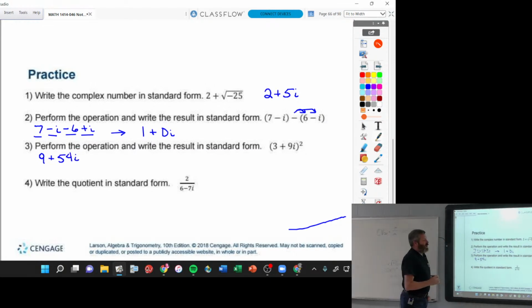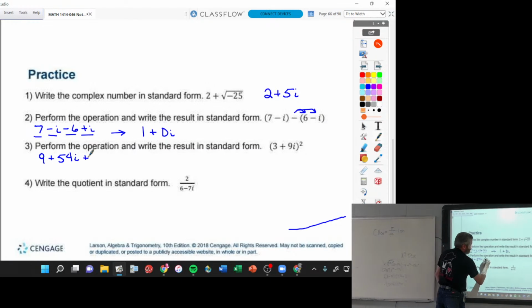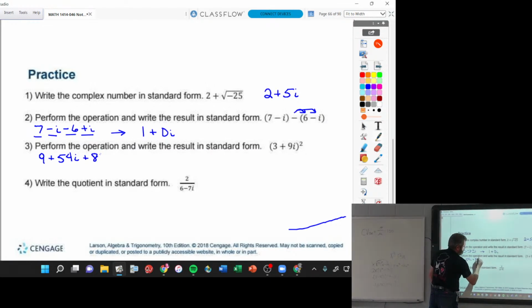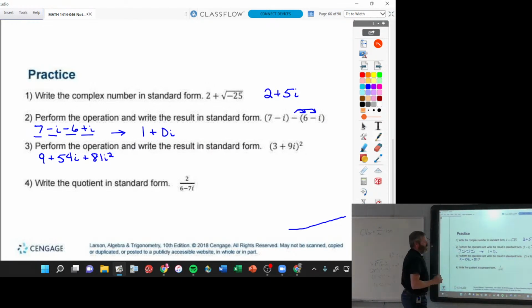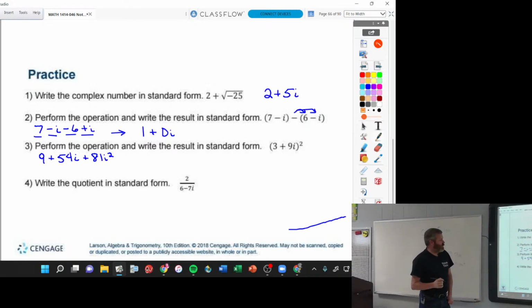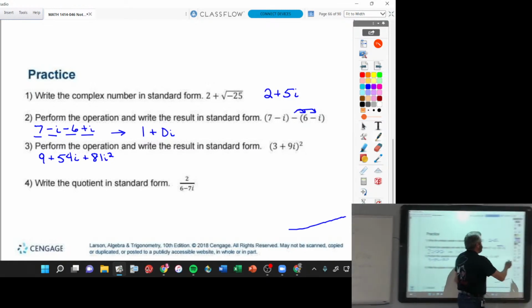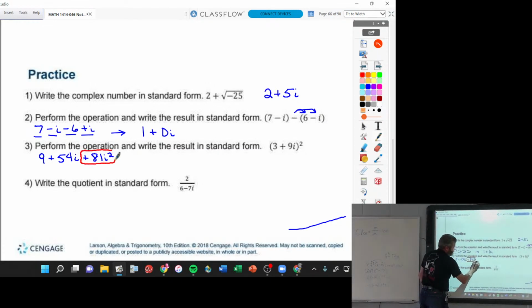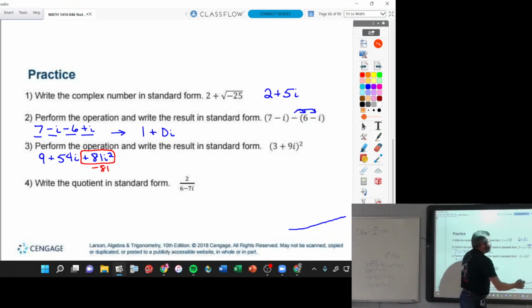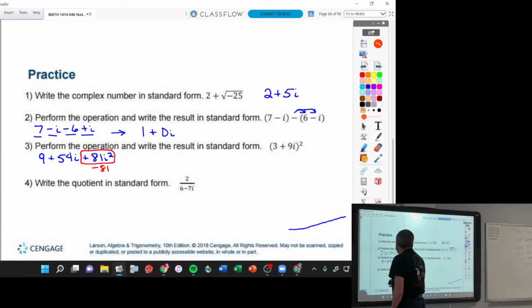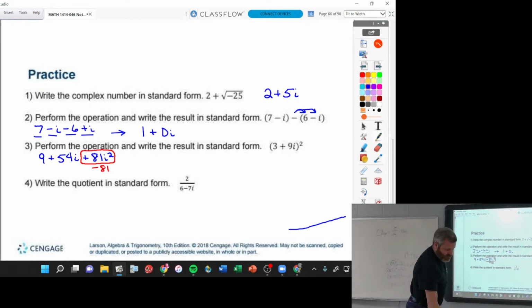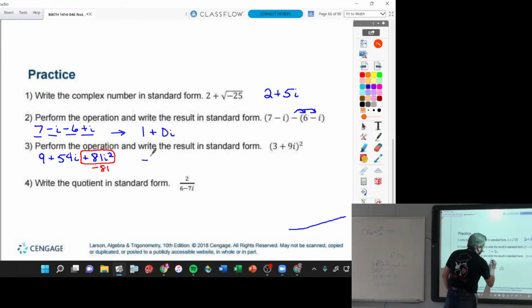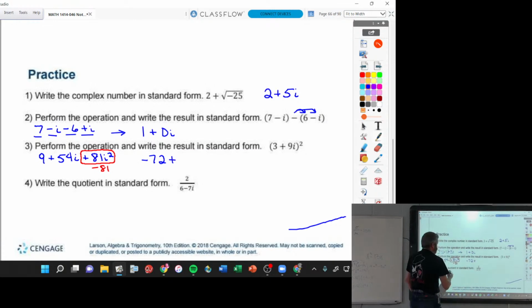And then last times last would be plus 81i squared. 9 times 9 is 81. i times i is i squared. Remember that i squared is negative 1. So this plus 81i squared becomes minus 81. To write our answer, we would do 9 minus 81, which I think is negative 72, plus my 54i.